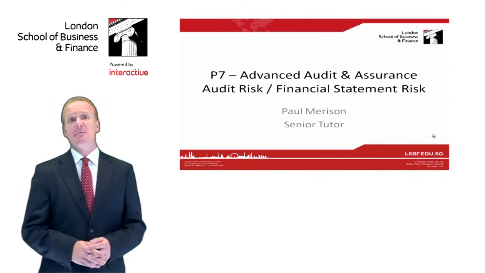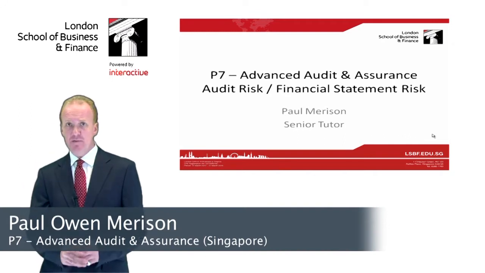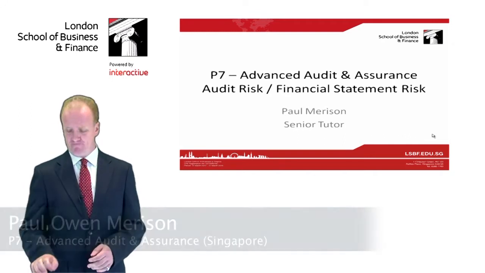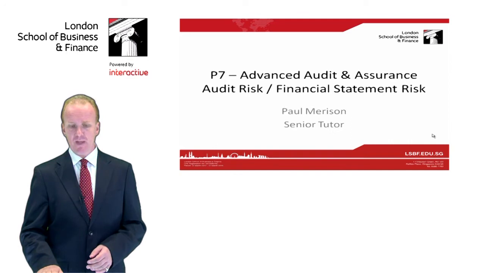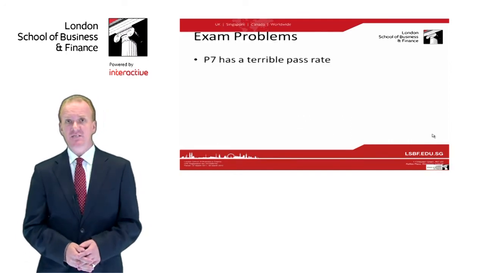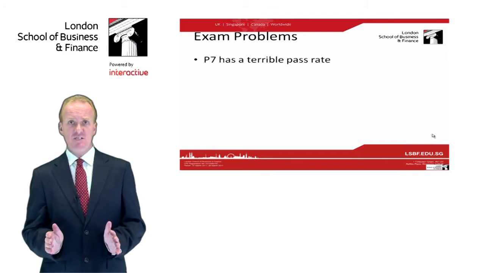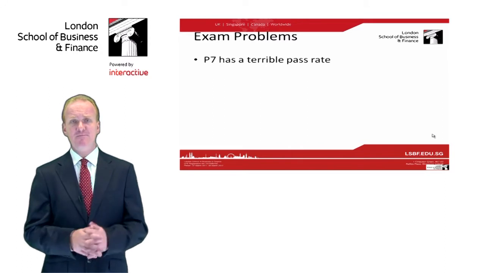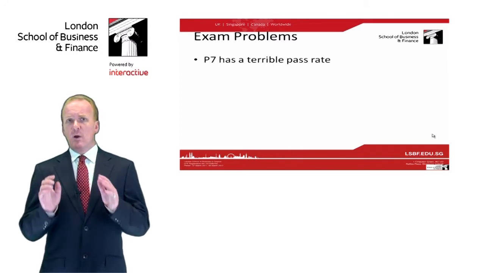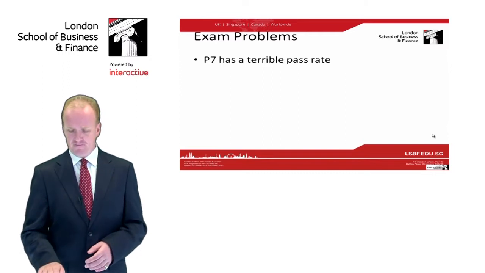Welcome. Today I'm going to be looking at paper P7 and the highly examinable area of risk. Now, I hate to start with a negative, but the P7 paper has traditionally had a very bad pass rate on a very regular occasion. And one of the big problems seems to be risk questions.